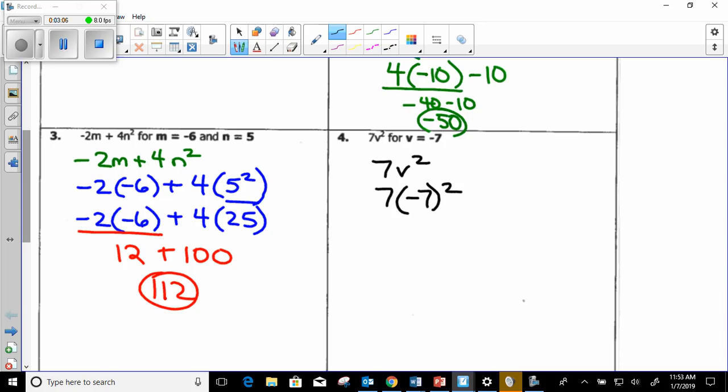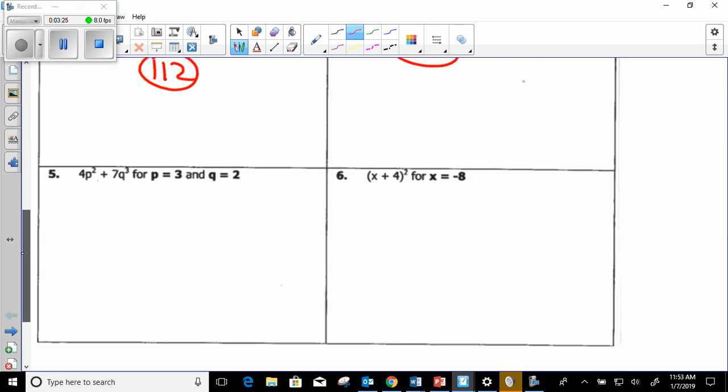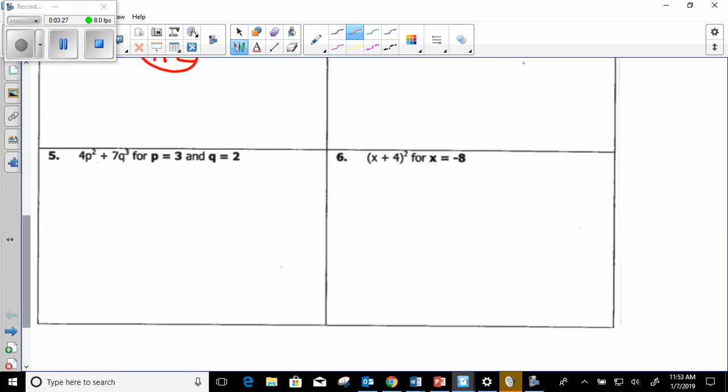So be careful here. So basically what you're doing is squaring the negative 7. And remember, a negative 7 times a negative 7 equals a positive 49. So this would be 7 times 49, which gives you 343. Next problem.